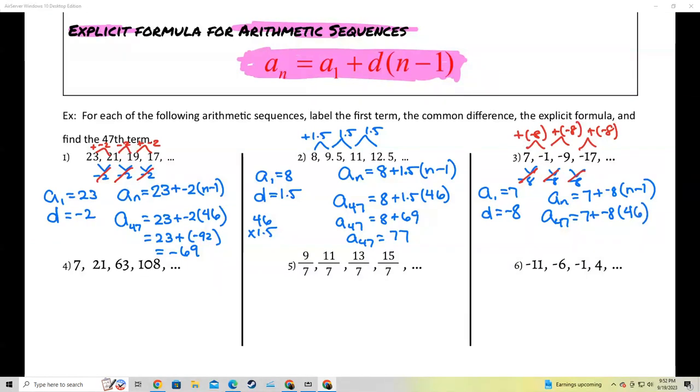All right, again, calculator time, because I don't want you to get hung up on the math portion of this. I'd rather you know the concept. So I'm going to go ahead and just plug this in my calculator. -8 times 46. That gives me -368. And -368 plus 7 is going to give me -361. So my 47th term is -361.